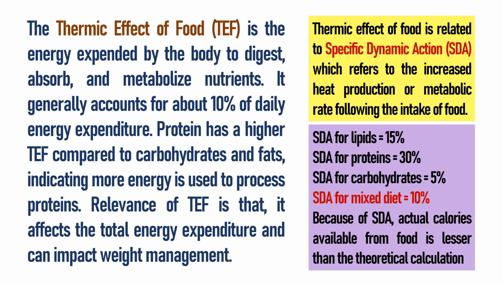Thermic effect of food is related to specific dynamic action, which refers to the increased heat production or metabolic rate following the intake of food. Specific dynamic action for lipids is around 15%. Specific dynamic action for proteins is around 30%. Specific dynamic action for carbohydrates is around 5%. And specific dynamic action for a mixed diet is assumed to be 10%. Because of specific dynamic action, actual calories available from food is lesser than the theoretical calculation.